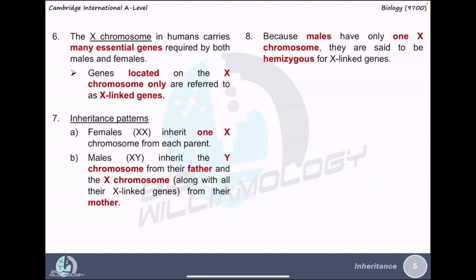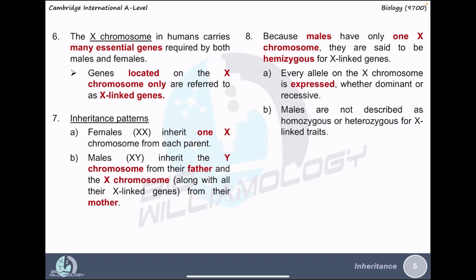Because males have only one X chromosome, they are said to be hemizygous for X-linked genes. So every allele on the X chromosome will be expressed, regardless of whether it is dominant or recessive. Why? Because the Y chromosome, being shorter, does not have another allele to pair with the X-linked gene allele. Therefore, males are not described as homozygous or heterozygous for X-linked traits.